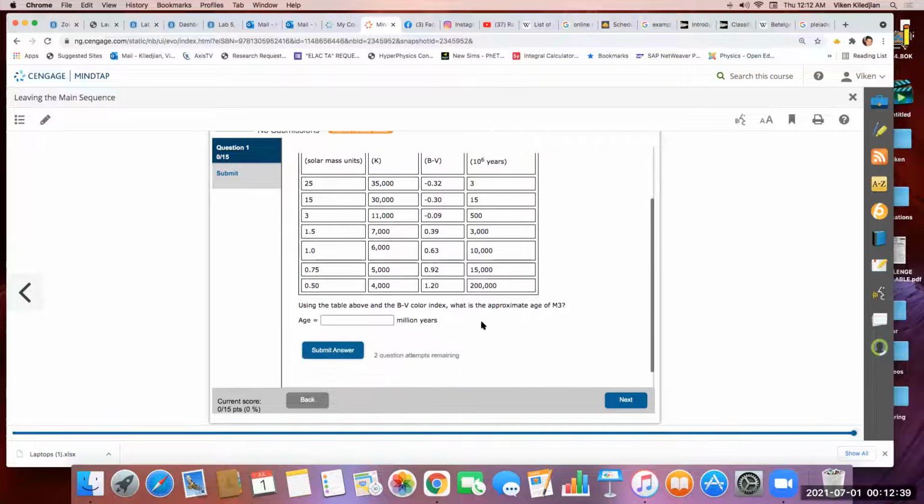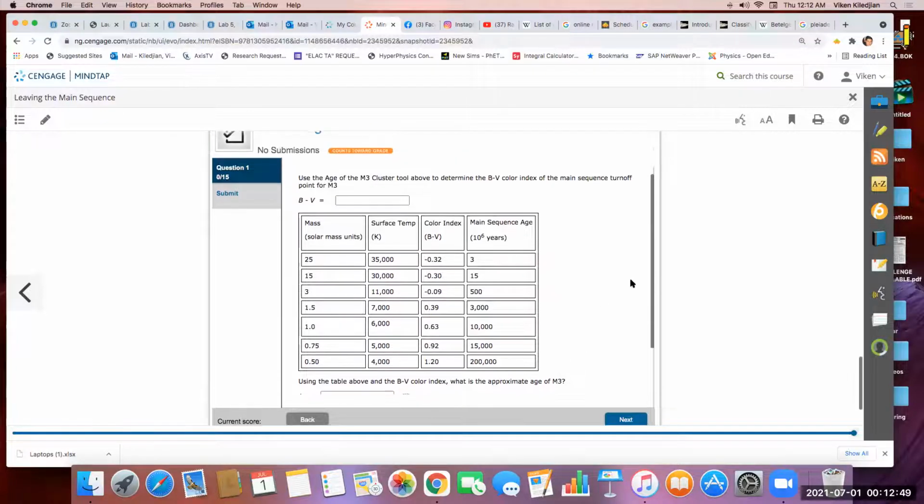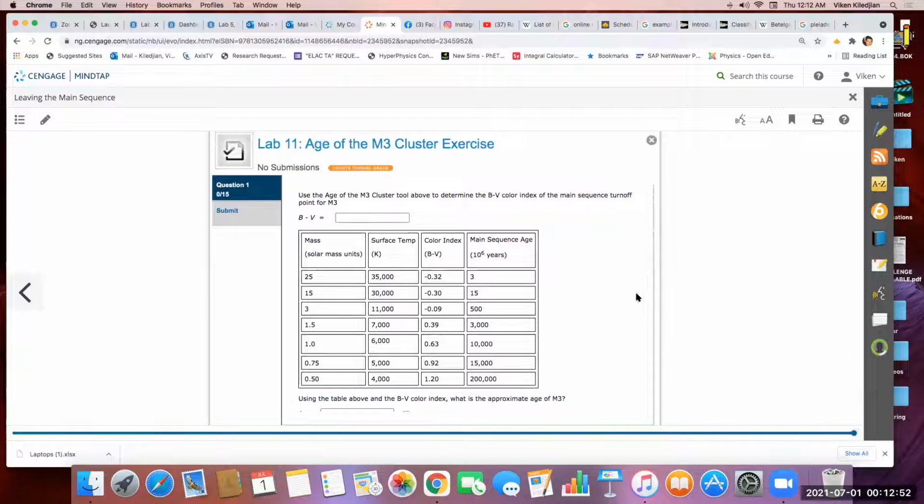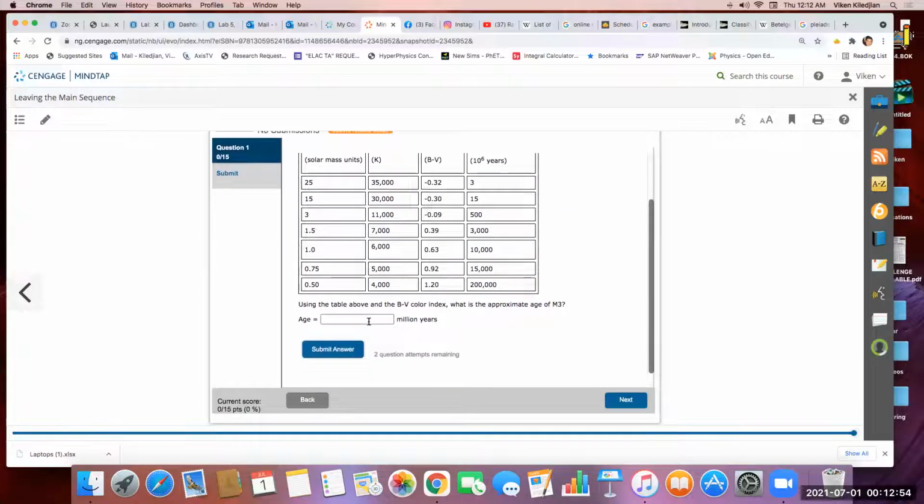It could be. So then you would put that here. Well, they have it in million years, so you would put 3,000 million years and then submit your answer. I'm already giving you the answer, I think that's what it is. But if it doesn't work, then you can change it.